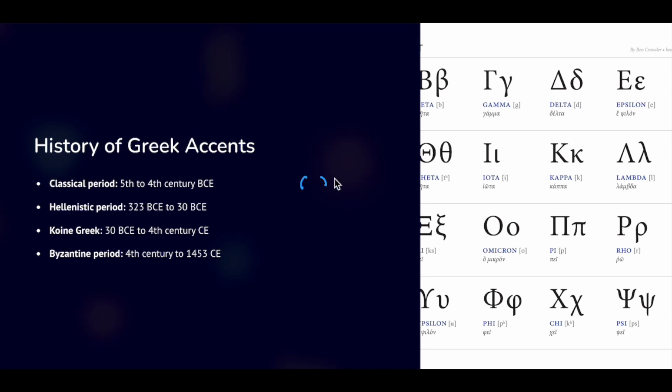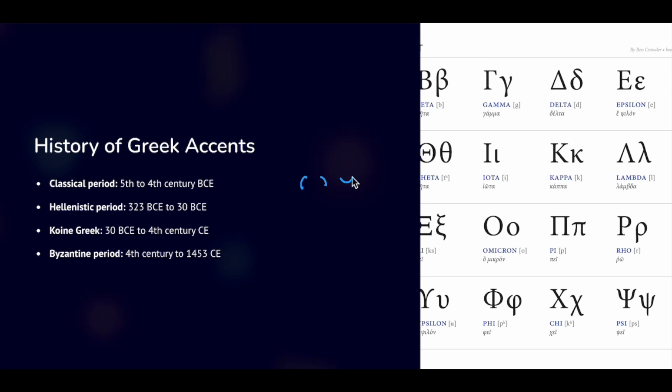They also created the coronis. The coronis, represented by the symbol, sort of an upside down circumflex, was a diacritical mark that was used in Byzantine Greek to indicate a contracted or shortened form of a word. It was placed above the final vowel of the contracted word. The coronis served to signal the elision or the omission of certain letters or syllables.